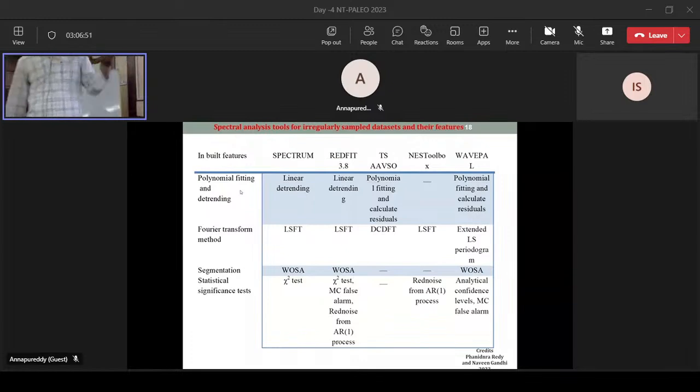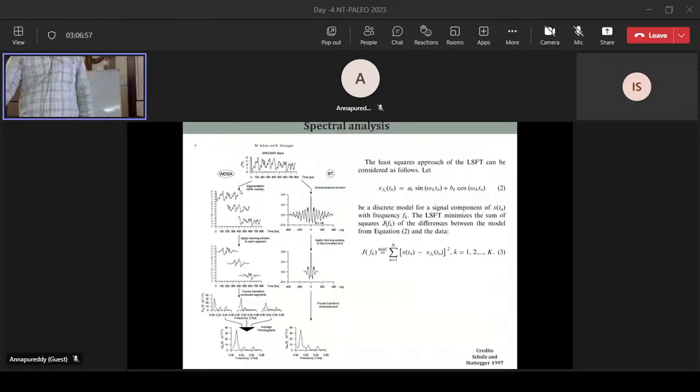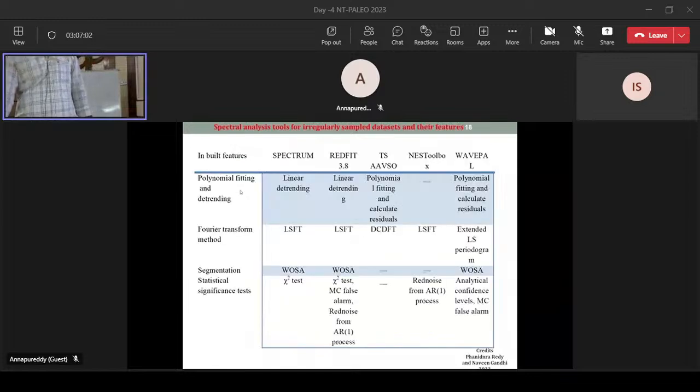The next toolbox uses the Blackman-Tukey method from earlier. With the autocovariance function, they do the Fourier transform on the autocorrelation function. Okay. Then Wavepal has plenty of options. It also uses the same technique, the Lomb-Scargle Fourier transform, but different false alarms, Monte Carlo false alarms, are also available. So based on your data set and what you want to see, you can employ those spectral techniques.